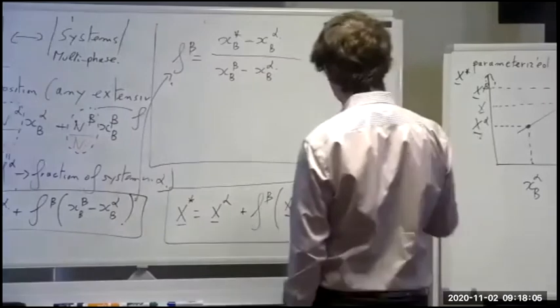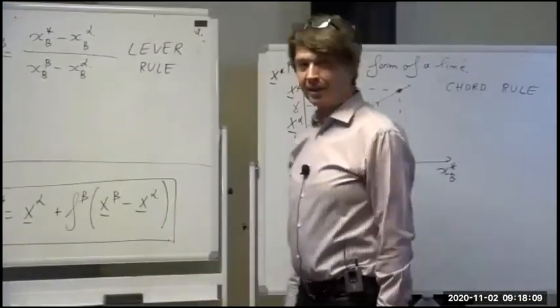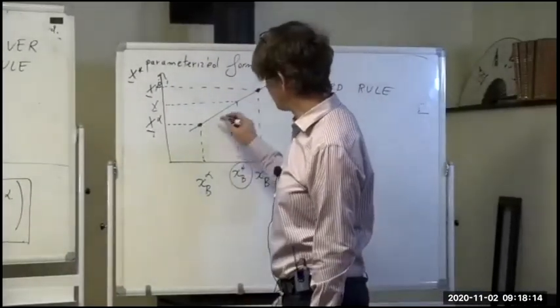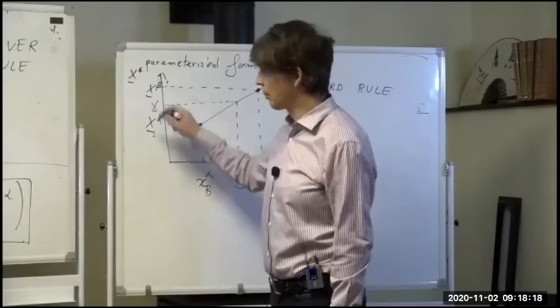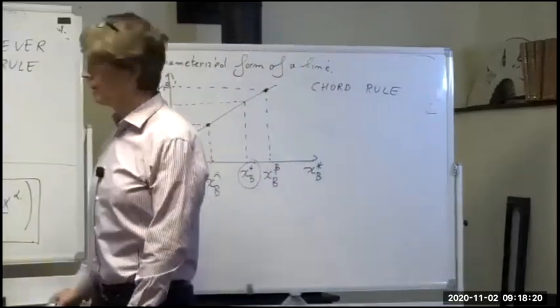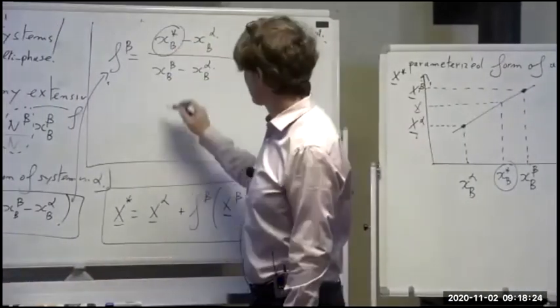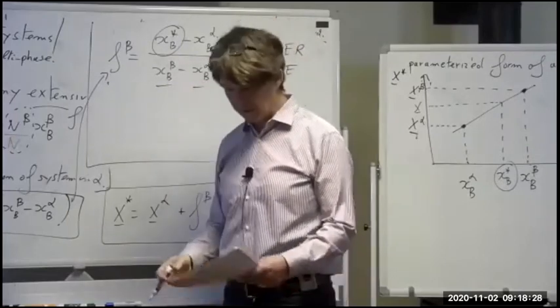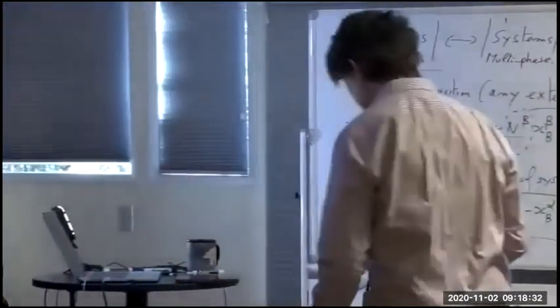So the lever rule, right, is the opposite of the chord rule. Basically, the chord rule tells you if I know the composition of my phases and I know how much I have of each of them, I know the properties. The lever rule tells you if I know my overall composition and I know the composition of the phases, I know how much of each phase I have. So all of it is basically just mass balance, right? Okay, we made it through that.